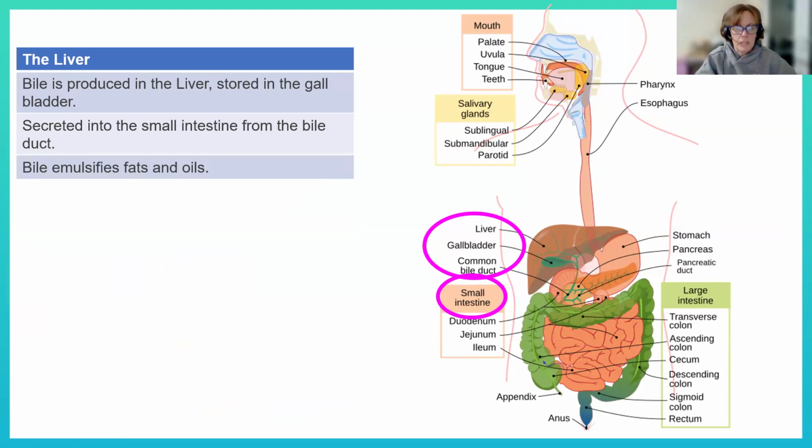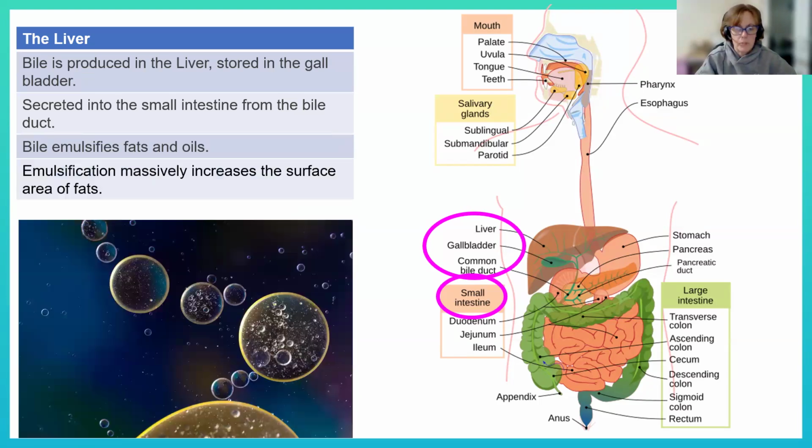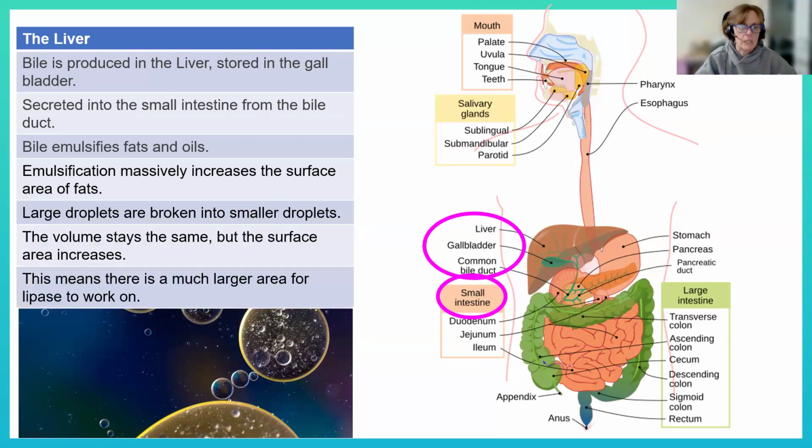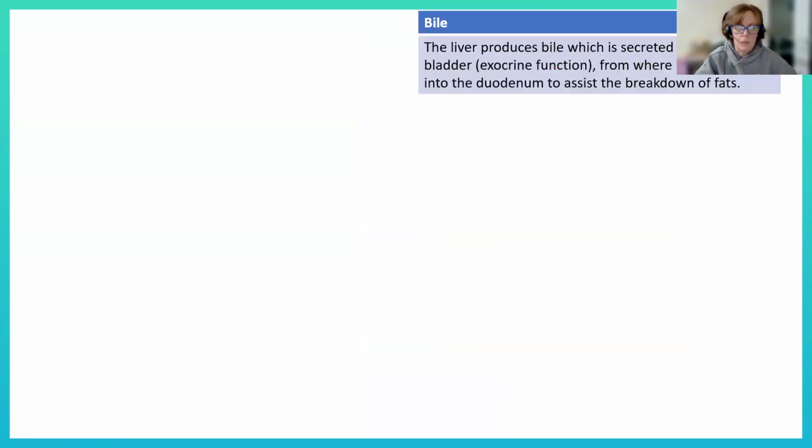So the other thing that it does is it emulsifies the fats and oils, as we spoke about last week. So we're splitting up these larger fat droplets into much smaller fat droplets. So the volume is going to stay the same, but the surface area is going to increase. So that means it's much easier for the lipase enzyme to work on all of the oil and fat that we've consumed. So volume stays the same, surface area increases, much larger surface area available for that lipase. And that helps to break down then the fat that's in our diet.